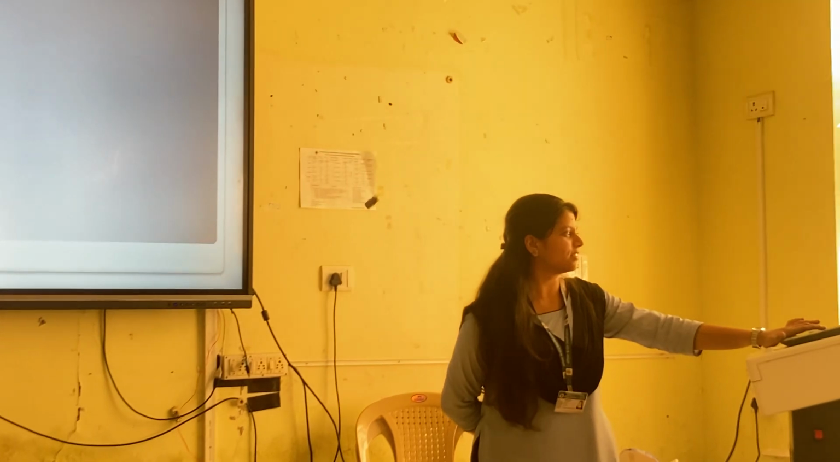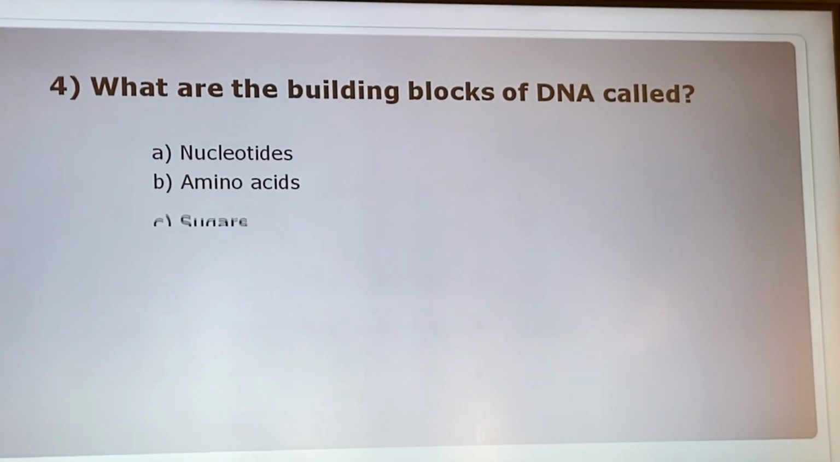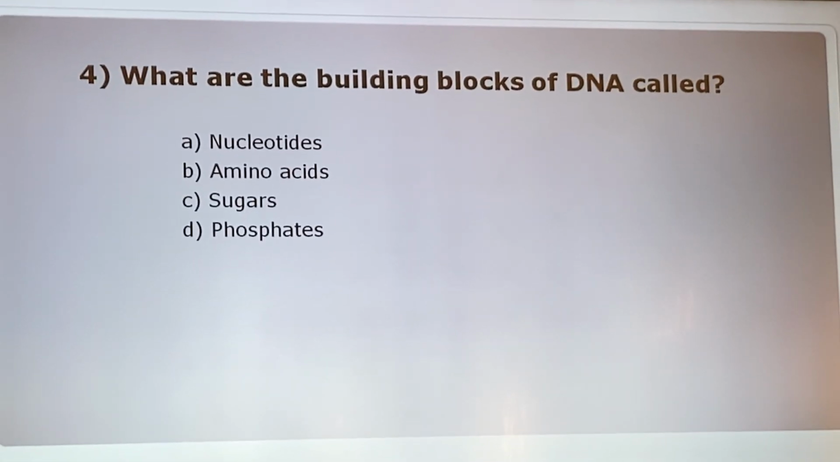Top one till the second. What are the building blocks of DNA called? Nucleotides, amino acids, sugars, phosphates.